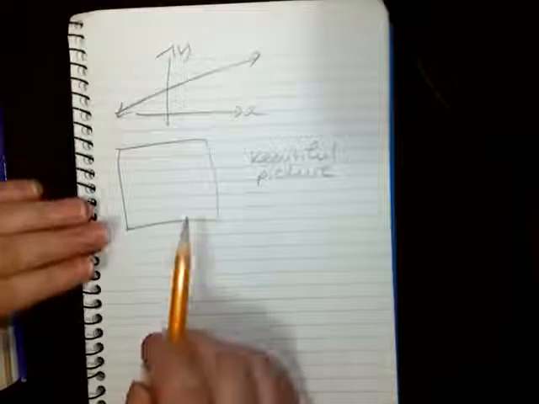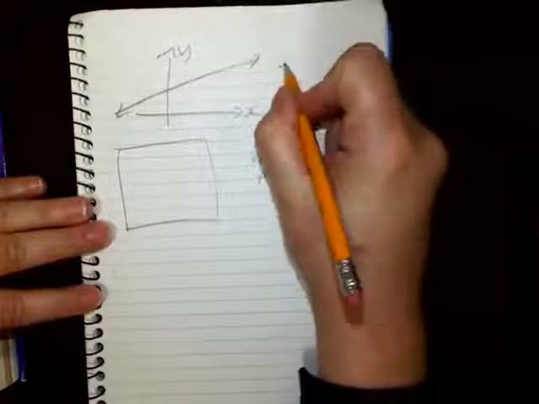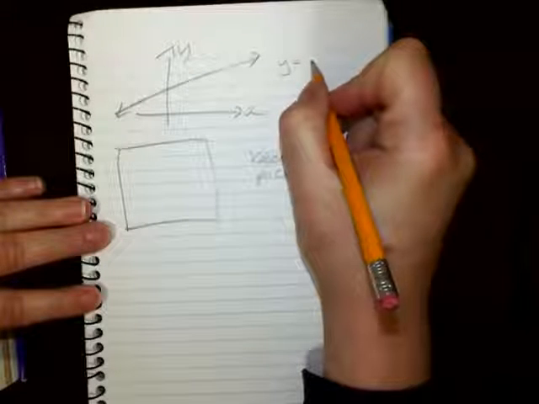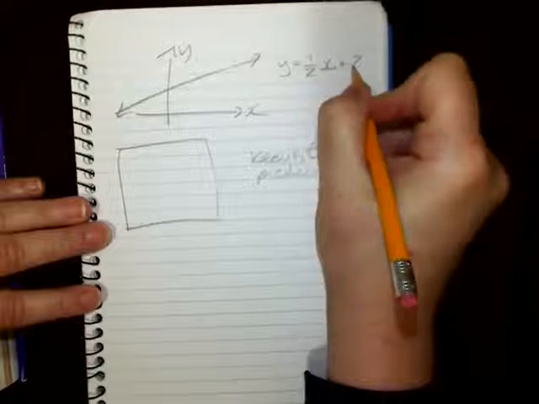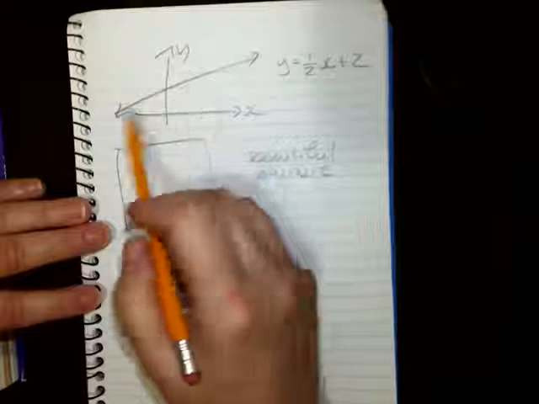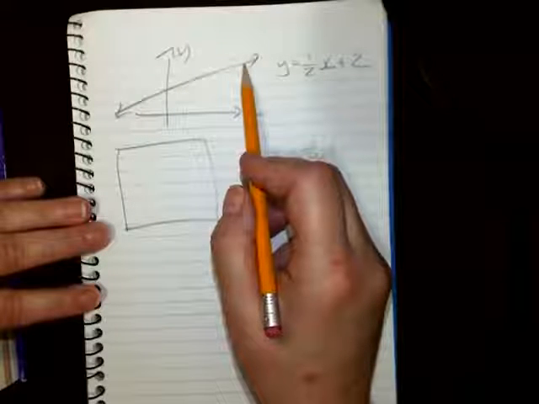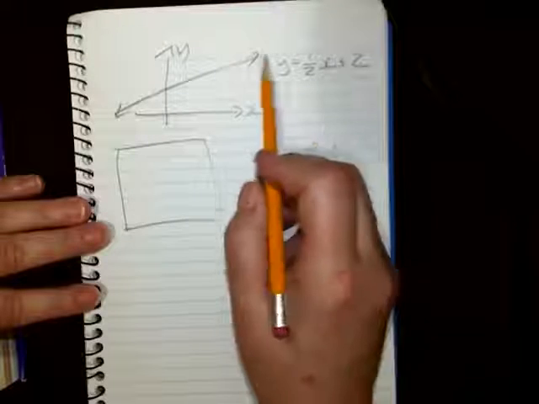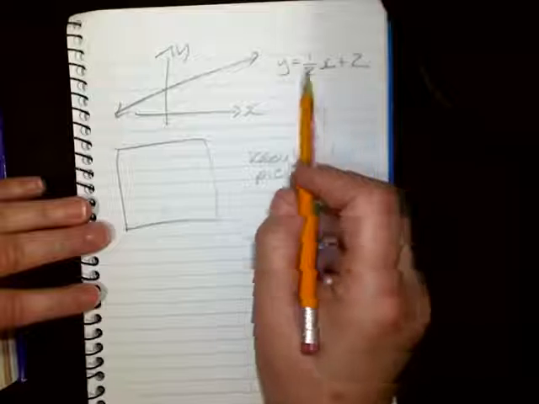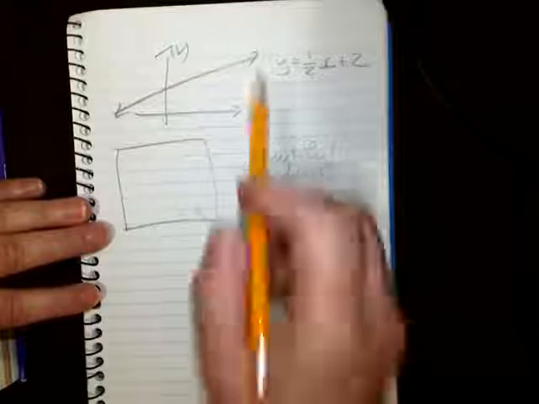Here, we do our words. So for example, y equals 1/2 x plus 2. And then we graph the line y equals 1/2 x plus 2, and they mean the same thing. This is a picture of these words. So let's get back to this.